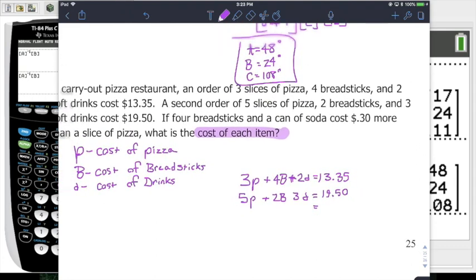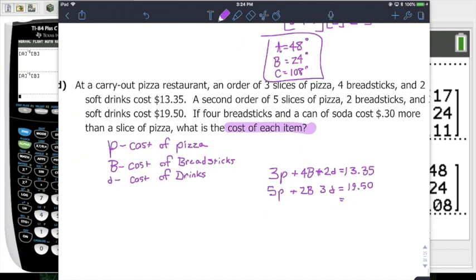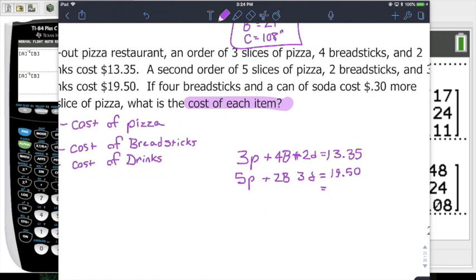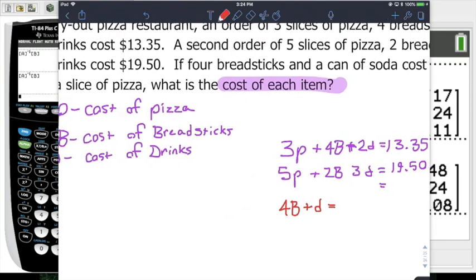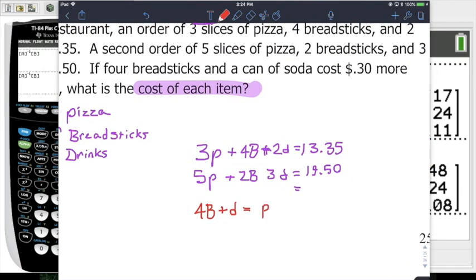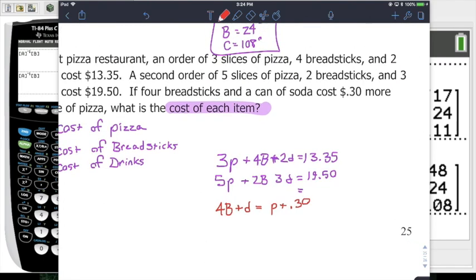And then if 4 breadsticks and a can of soda cost 30 cents more than a slice of pizza, what is the cost? Okay, so this last one is kind of a special one. 4 breadsticks, so I'll go 4B, plus a can of soda, which is 1D. That's 30 more cents than a slice of pizza. So I need to take the pizza cost and add on 0.30, and that will be the cost of the 4 breadsticks and the drink.